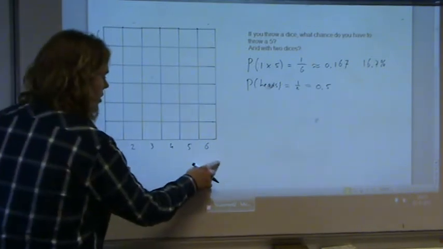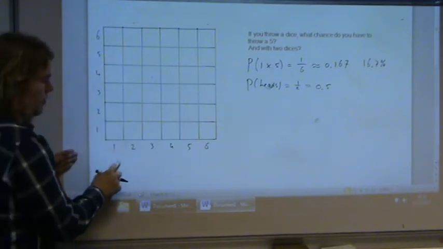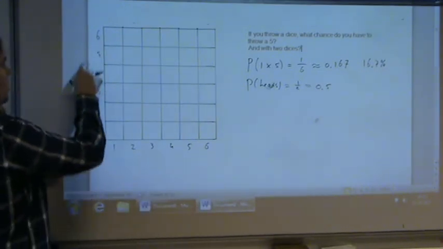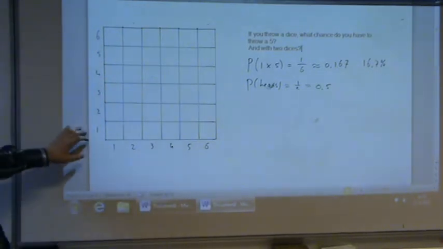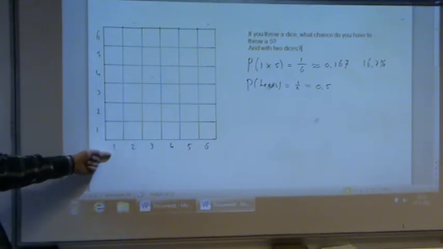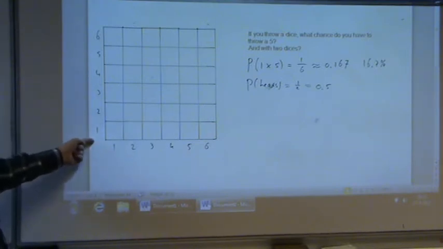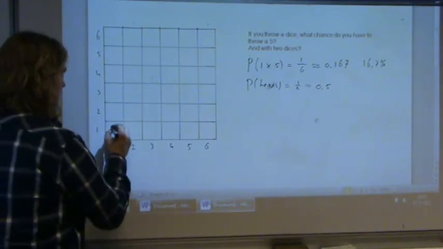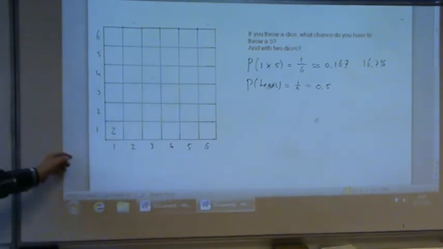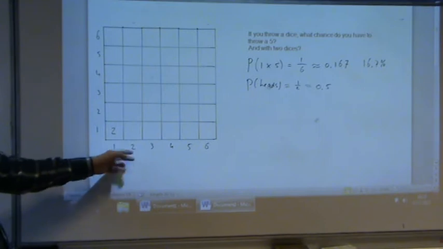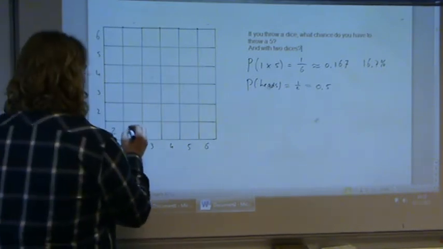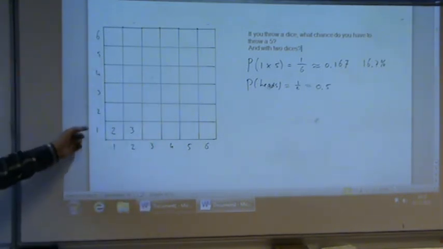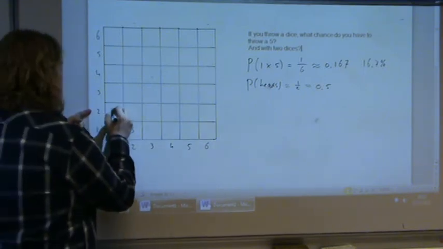I have 1 till 6 here, and I have 1 till 6 here. So this represents 1 die, and this represents the other dice. So what I can do with this, if with 1 dice I throw 1, and with the other one also 1, then my combined number of eyes is 2. If I throw 2 eyes with this dice and 1 eye with this dice, then my combined number of eyes is 3. And here it's also 3.